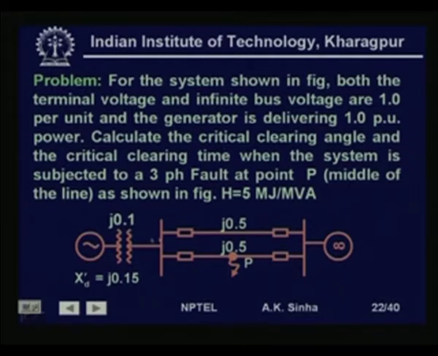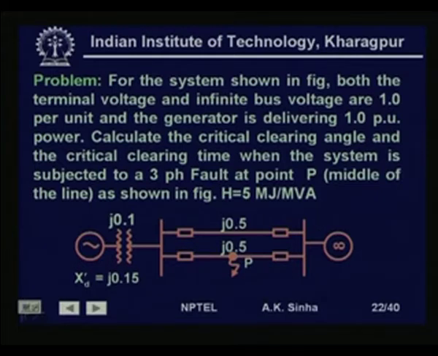Now, let us take one small example for this. Again here what we have is a single machine connected to an infinite bus by means of a double circuit line. The fault occurs at the middle of the line. For the system shown in figure, both the terminal voltage and infinite bus voltage are 1 per unit, and the generator is delivering 1 per unit power. Calculate the critical clearing angle and the critical clearing time.